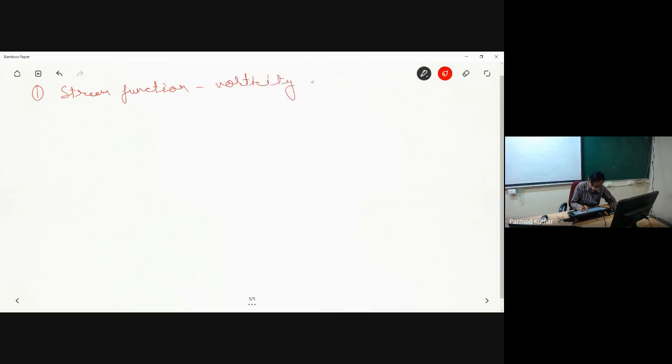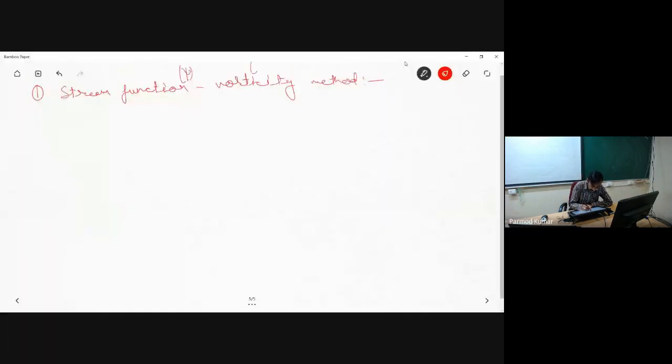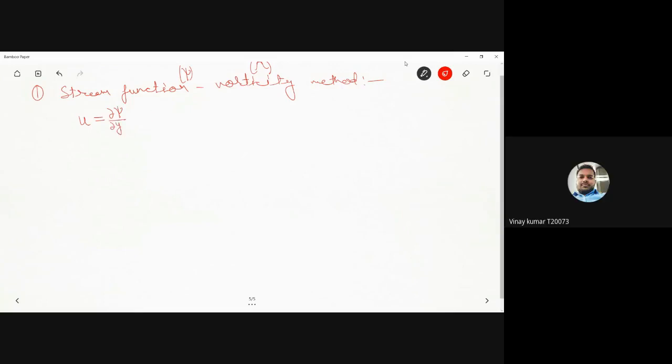This is the approach which helps us in eliminating the pressure term from the governing equations. Now, if I consider psi as my stream function and vorticity as the symbol omega, can you tell me how psi is related to the velocity field? So u will be nothing but del psi by del y, and v will be minus del psi by del x.